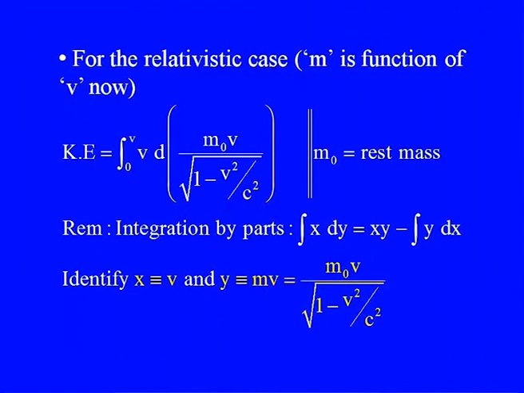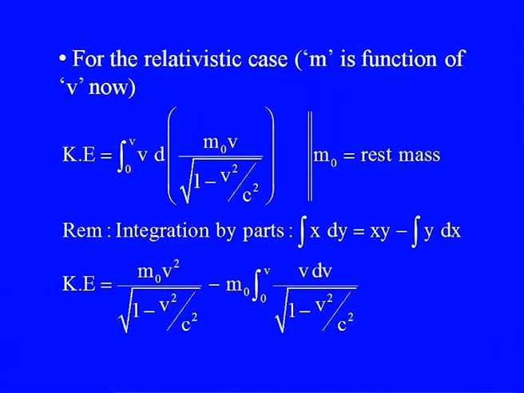So what's the expression for the kinetic energy then? Well, it's v times d of m0 v divided by root over of 1 minus v square by c square. Now this might look a bit complicated, but we do have a thing called integration by parts in mathematics, and I think it's a proper case to utilize such a trick. So what's this integration by parts? If you have an integration of x dy, where y is some complicated function, you can write this as xy minus the integral of y dx. Now what we do is identify x as the velocity here, and for y we take the momentum, so m times v, that's nothing but m0 v divided by root over of 1 minus v square by c square.